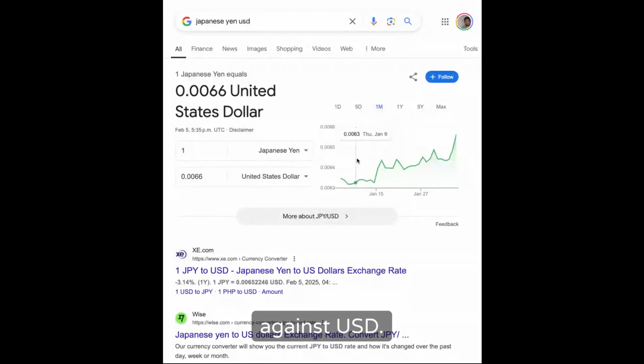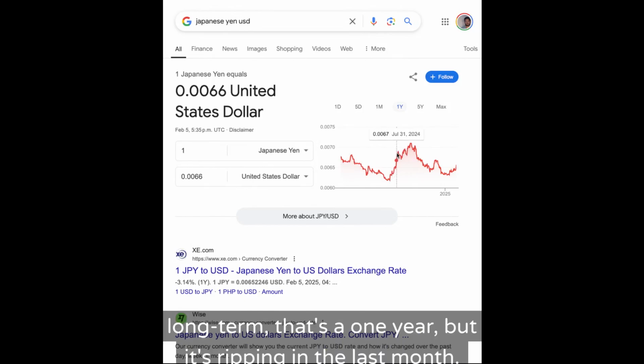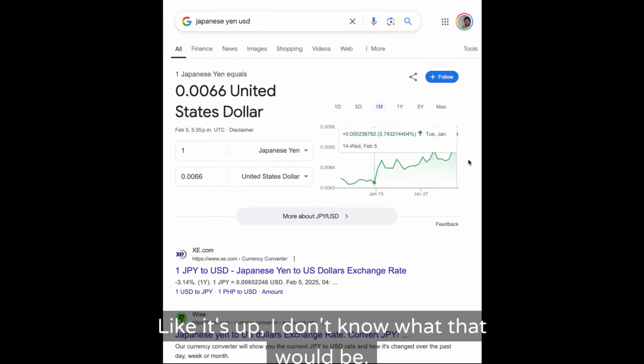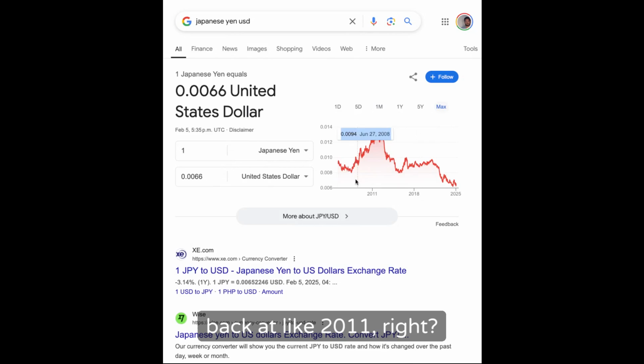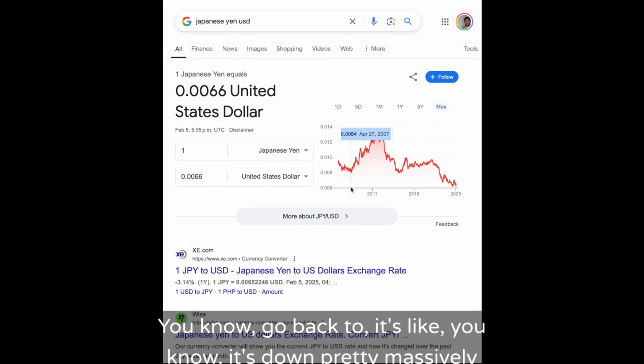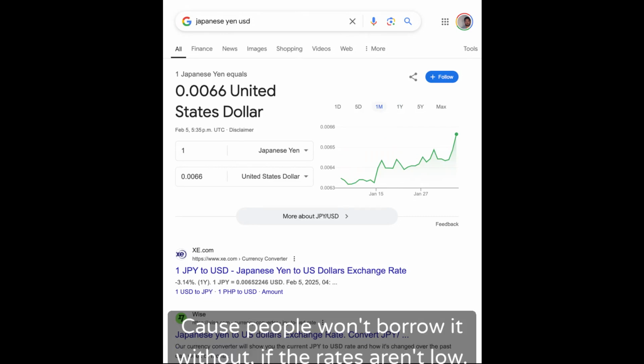It's ripping against USD. Wow. Yeah, but relative to long term, that's a 1 year, but it's ripping in the last month. It's up 3% since. But if you go historically, like you look back at 2011, it's down pretty massively over time. The bigger piece is the interest rate, because people won't borrow it if the rates aren't low.